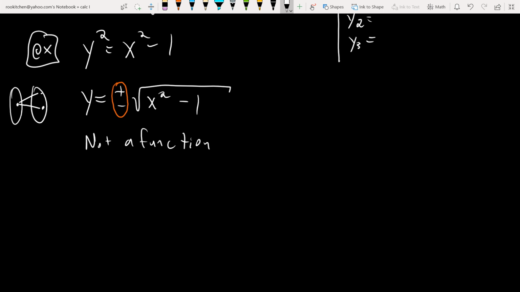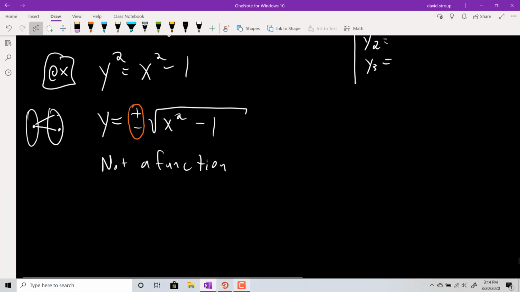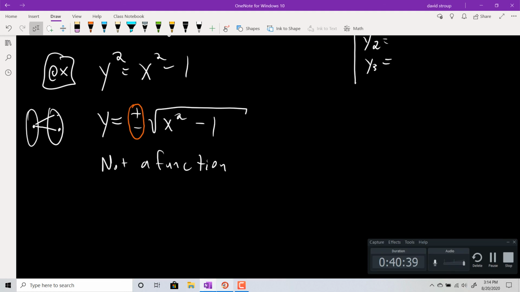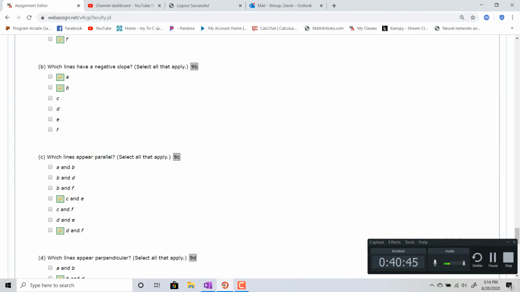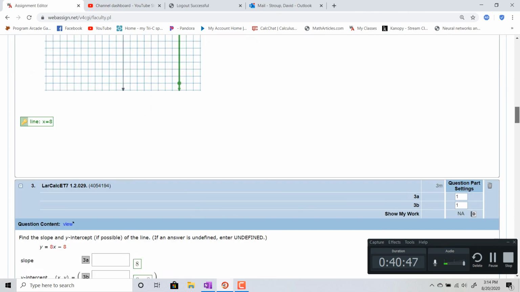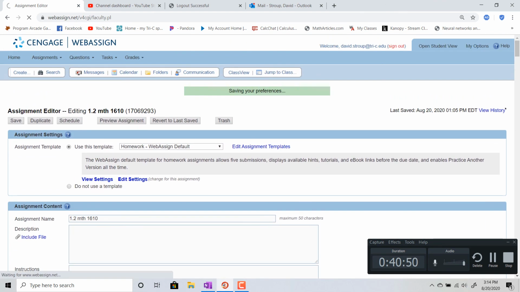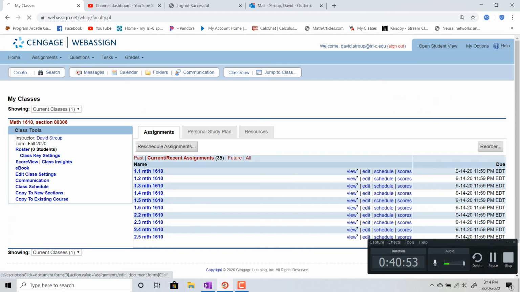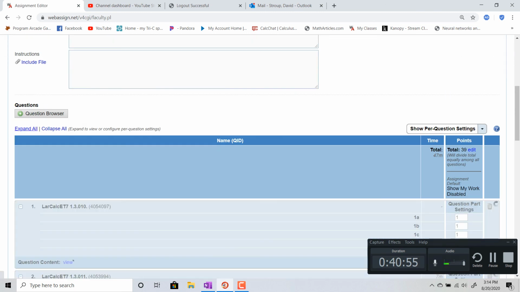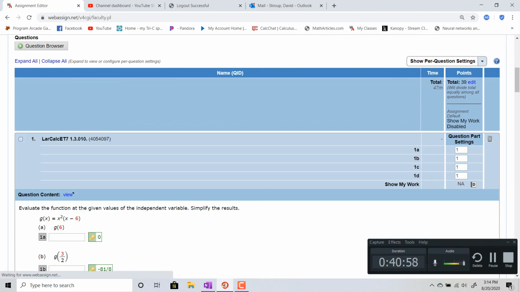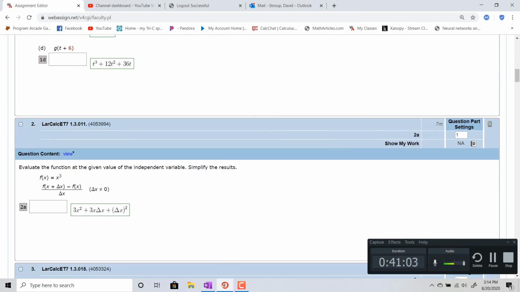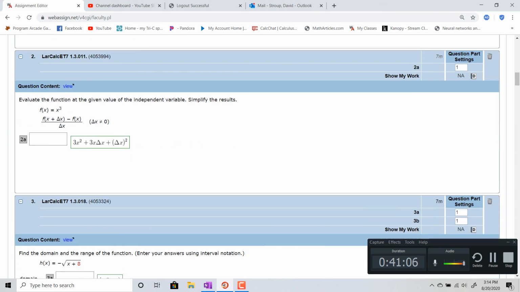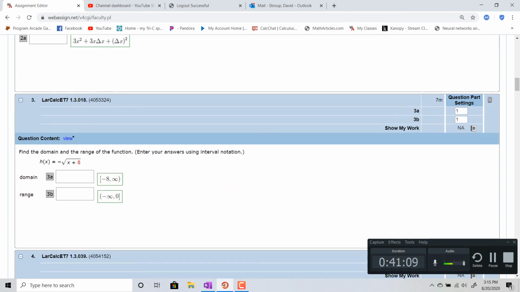Okay. What else? Maybe look at the homework. WebAssign. Where are you? Got that done. So WebAssign, we're now in 1.3, I believe. Let's make sure I've prepared you, and I don't like to send people out into battle unprepared. So evaluating functions, there's the difference quotient thing. I did that one directly in the notes, so you should have that answer.